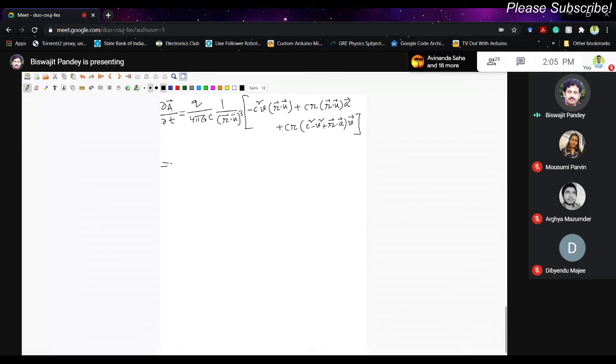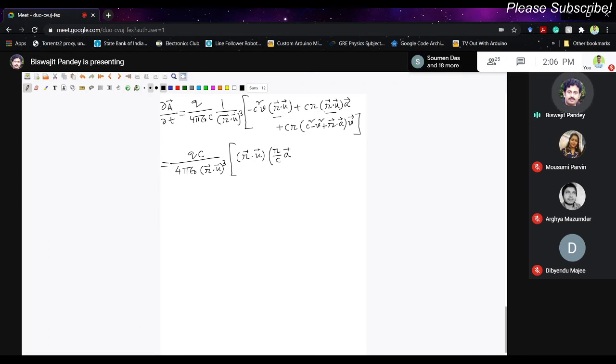Let us take c square common from all the terms inside. If c square is taken common, what will remain? One c will cancel, so we have qc, as I am taking c square common, qc divided by 4 pi epsilon 0 r dot u whole cube, and then inside the bracket, r dot u, since c square is taken common. The first term and second term, let us write them together. r dot u, I have taken a c square common from this, so what I will have is r by c times a, this is positive r by c a.